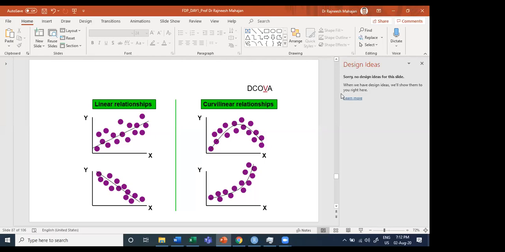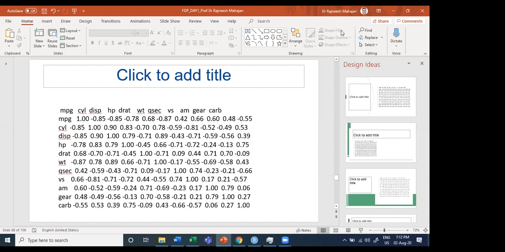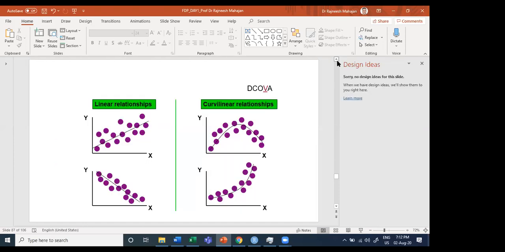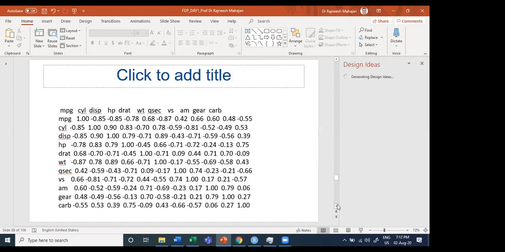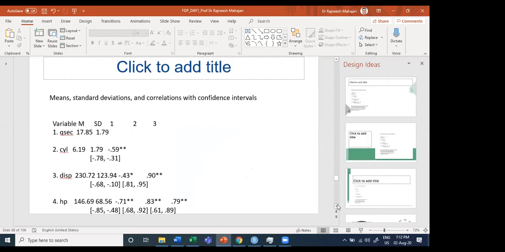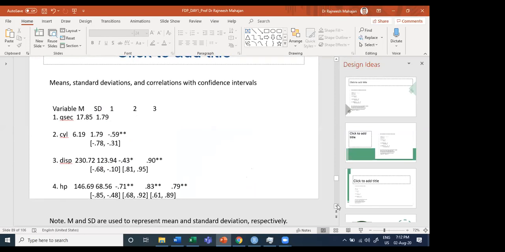Now, curvilinear is another way through which we can see the relationship between the variables, as far as dependent and independent variables are concerned. Now, this is another diagram which talks about other curvilinear relationships. So curvilinear aspects are there, projectile aspects are there. We have seen the detailed aspects of these relationships.